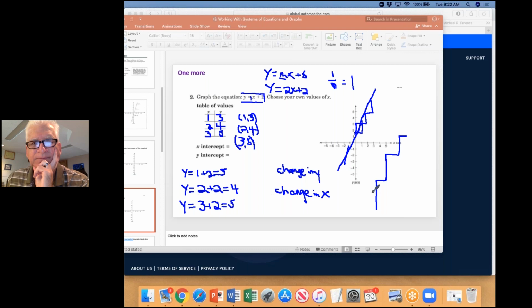Okay. So you can see the slope from the line or from the equation.